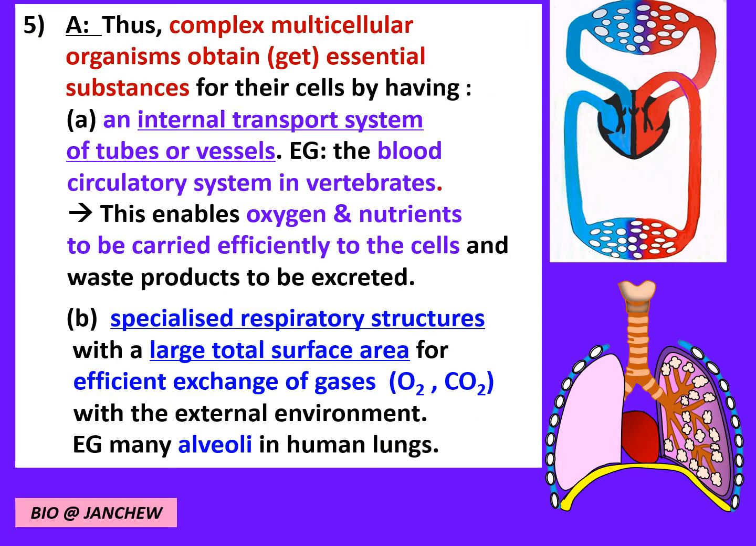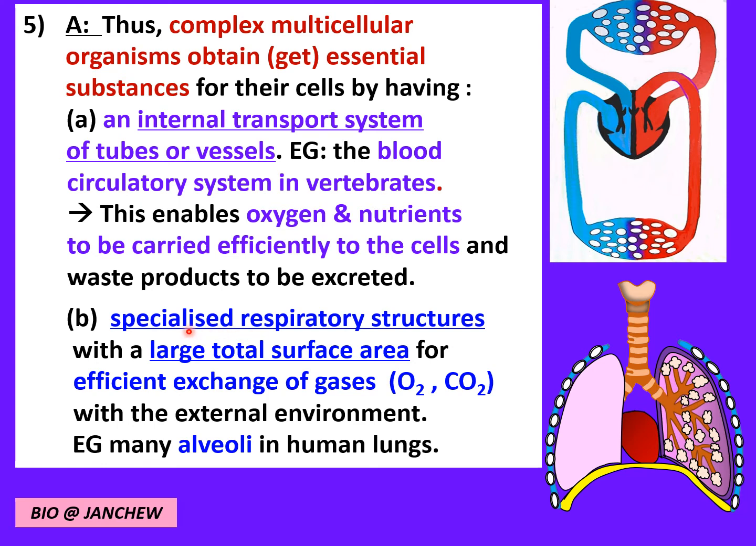Right, to continue with the answer, thus complex multicellular organisms obtain their essential substances for their cells by having an internal transport system of tubes and vessels, such as the blood circulatory system in the vertebrates, and this enables oxygen and nutrients to be carried efficiently to the cells. For example, for oxygen to be transported from the lungs to the cells quickly, and for waste products to also be quickly excreted by using the blood circulatory system.